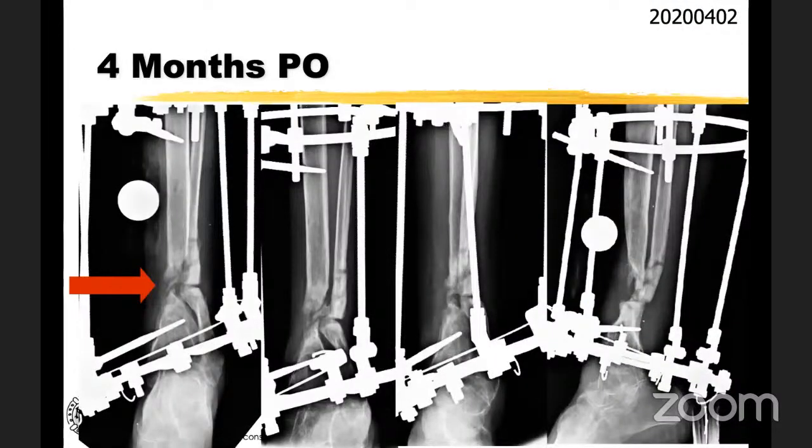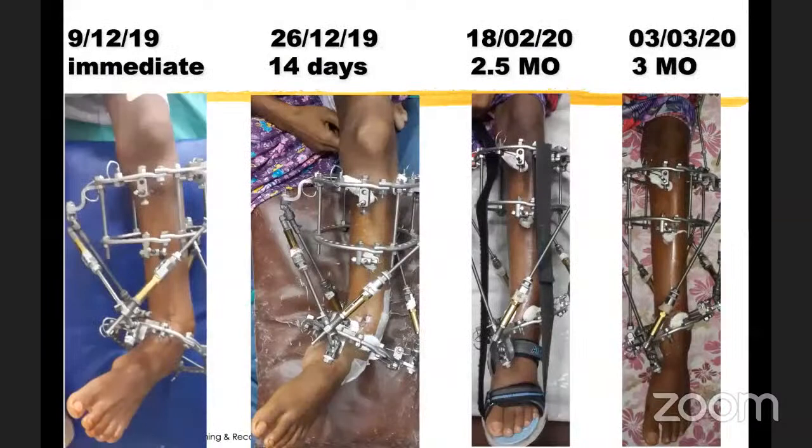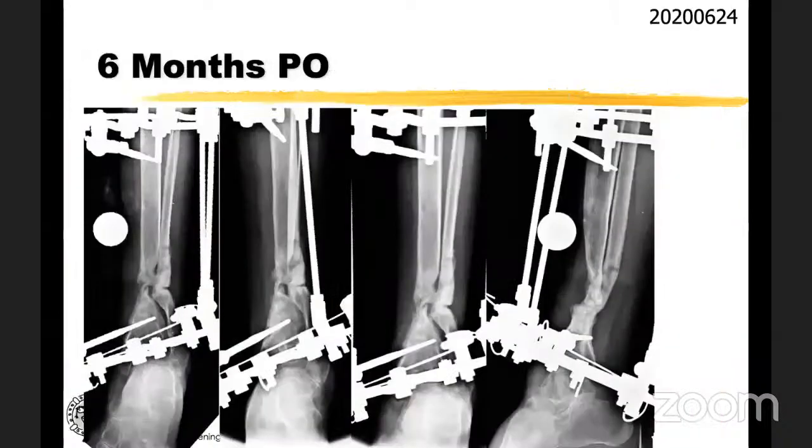This is at the end of 4 months. As the red arrow shows, there is some callus formation at the distal third tibial non-union site and union between the tibia and fibula. This is the clinical picture. Immediately it was in severe varus and recurvatum deformity, followed by the second image, which shows distraction. The third image shows alignment correction, and the rightmost image shows neutral alignment. This is 6 months post-op.